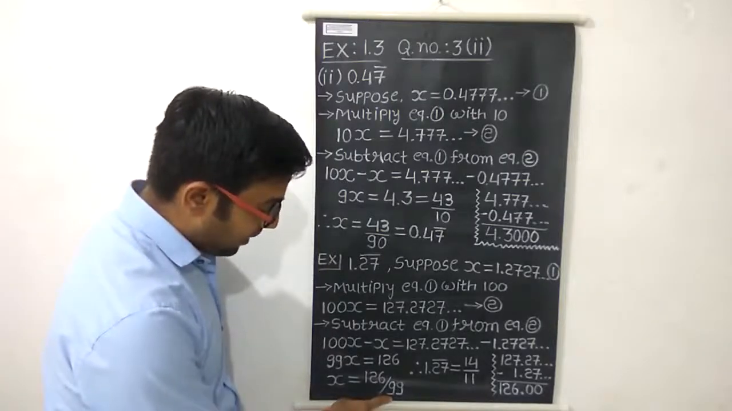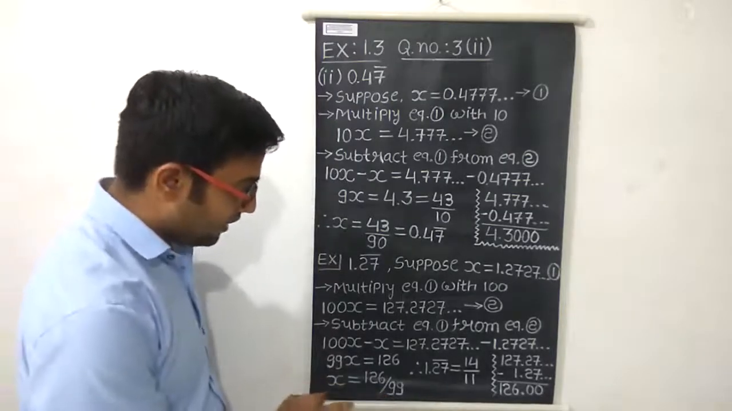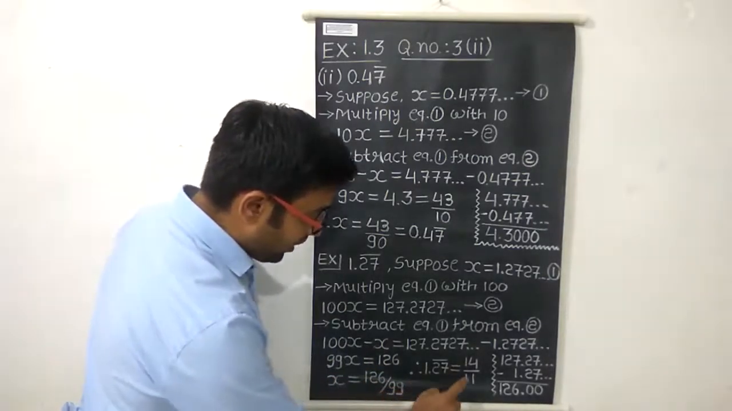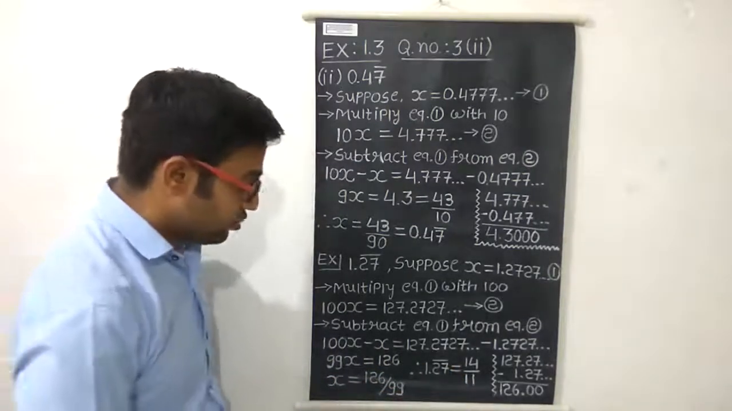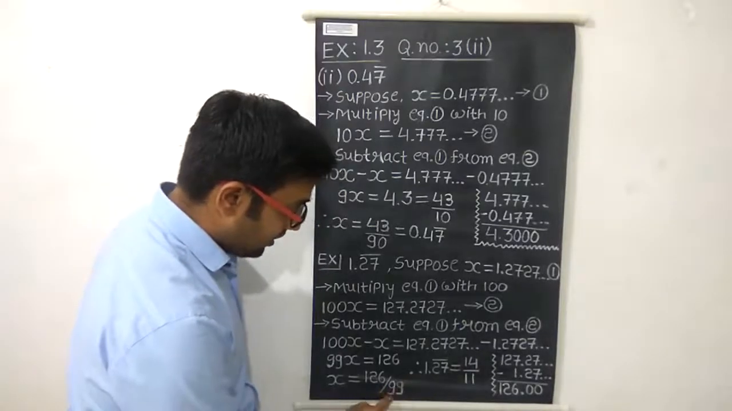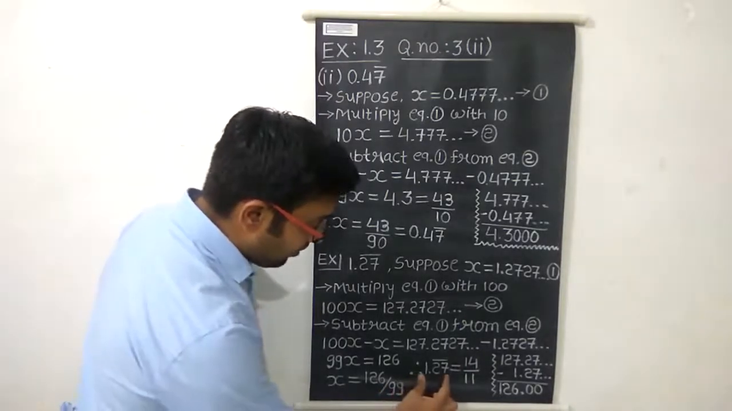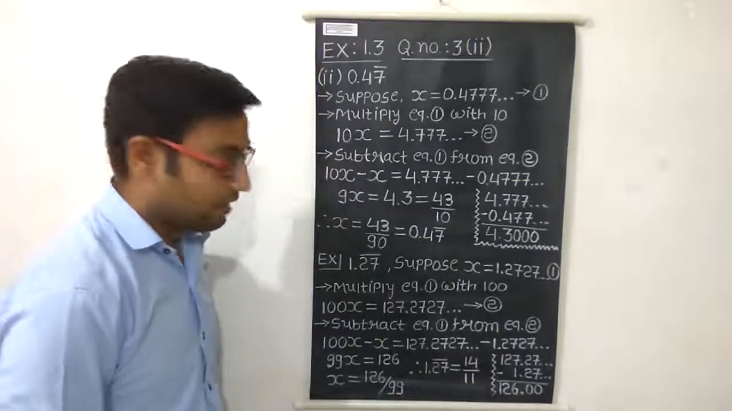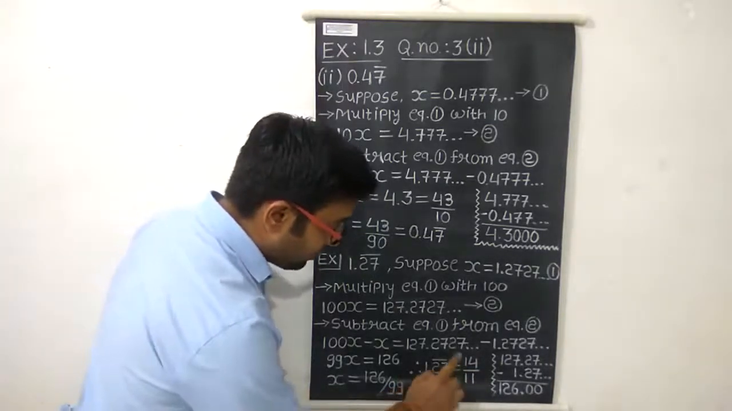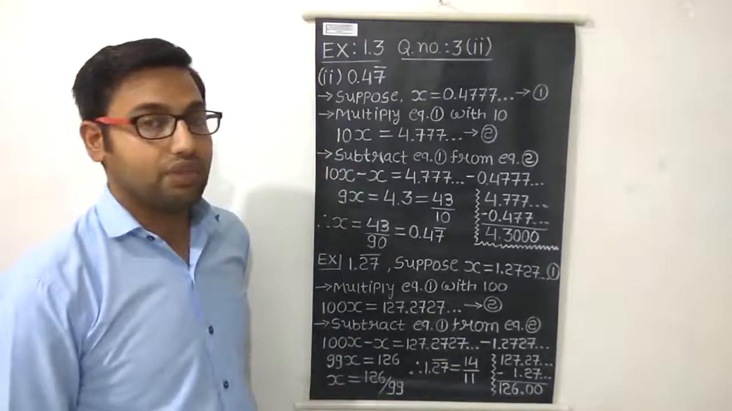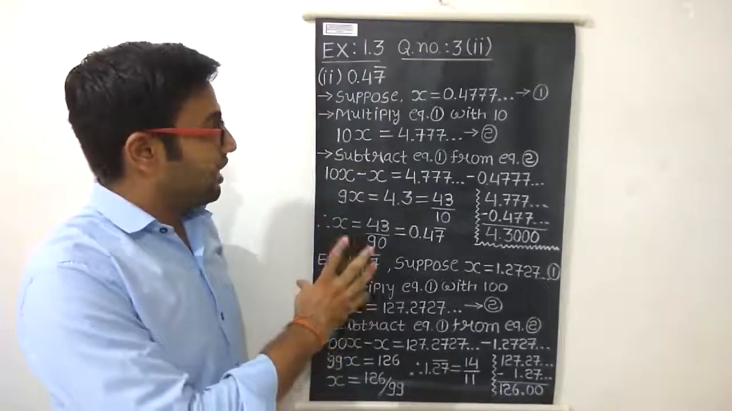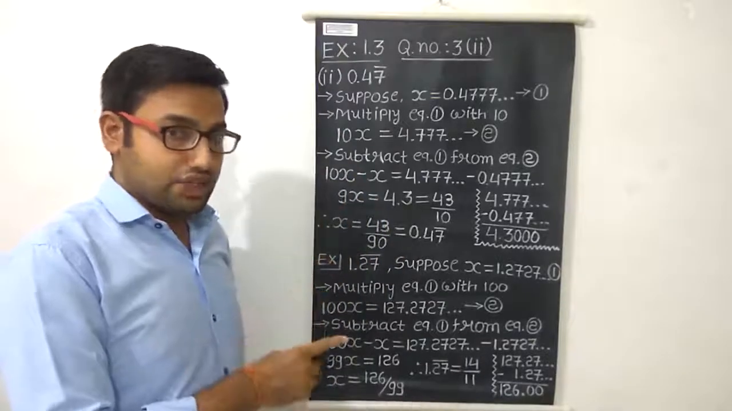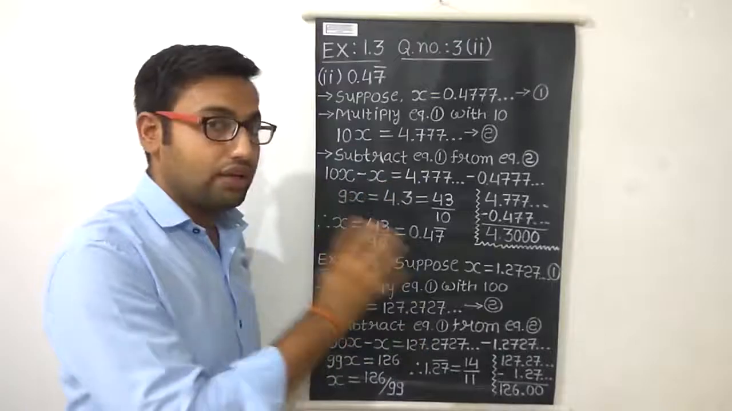So there is a common factor which is 9. By cancelling the common factor, we will get 14 upon 11. Right? So the common factor here is 9, and the decimal is converted into the p by q form. Right? 1.27 bar is equal to 14 upon 11. So in this way we can convert any kind of number which is a non-terminating decimal expansion into the p by q form.